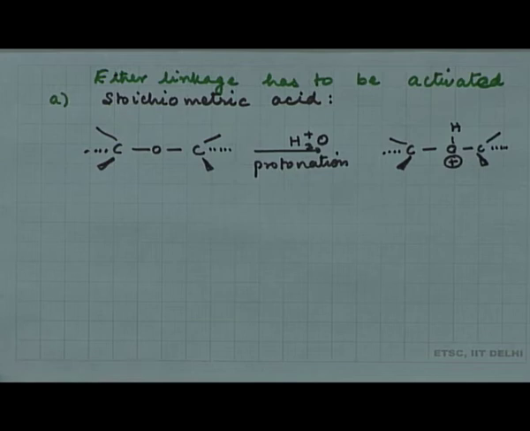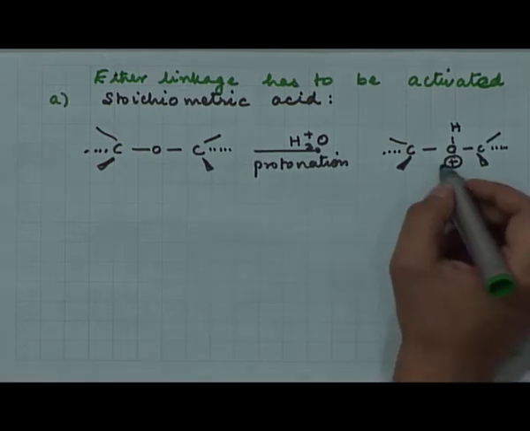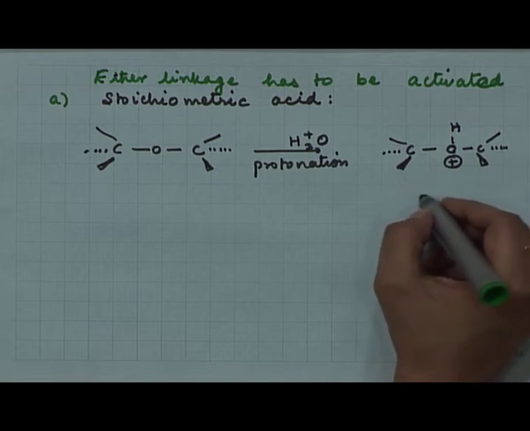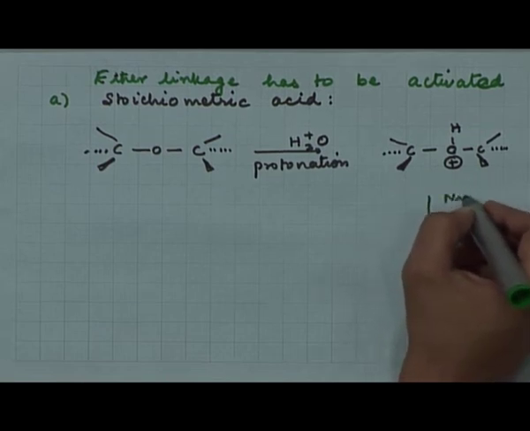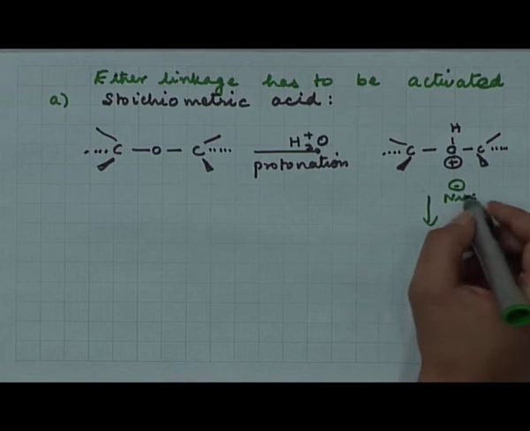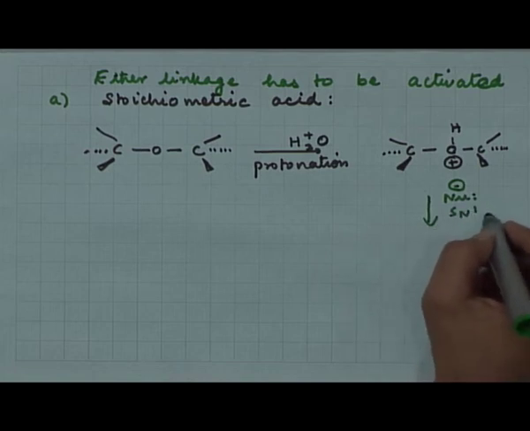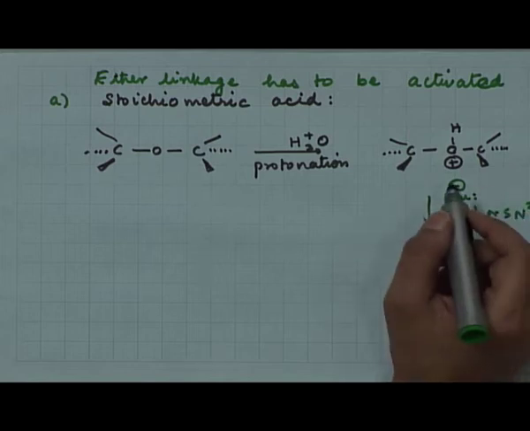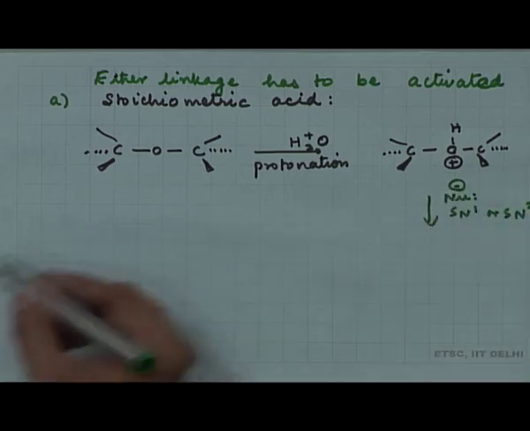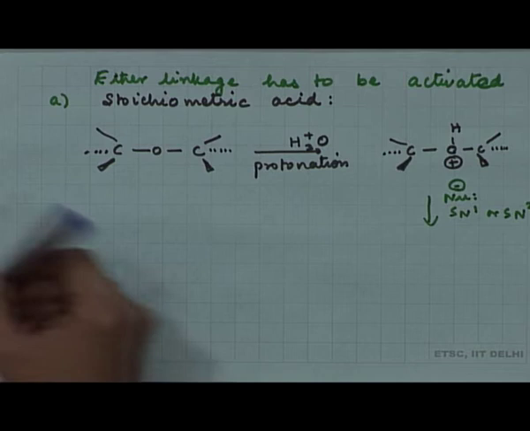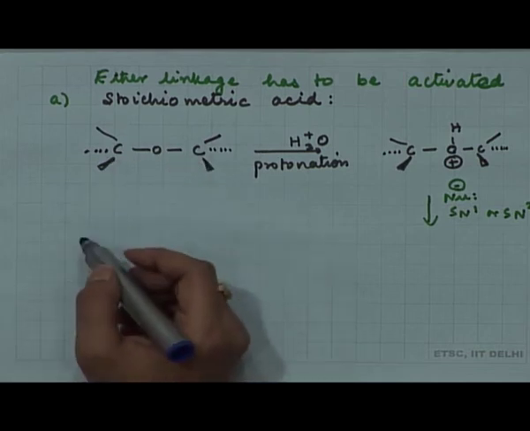Now, the next step could be the attack of the nucleophile. When you have activated your ether, the nucleophile can come and attack either through the SN1 pathway or through the SN2 pathway. So, which pathway is it going to choose? It again depends upon the nature of the alkyl groups on the ether.